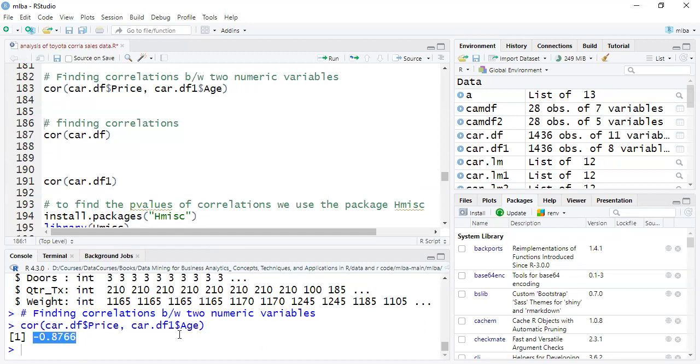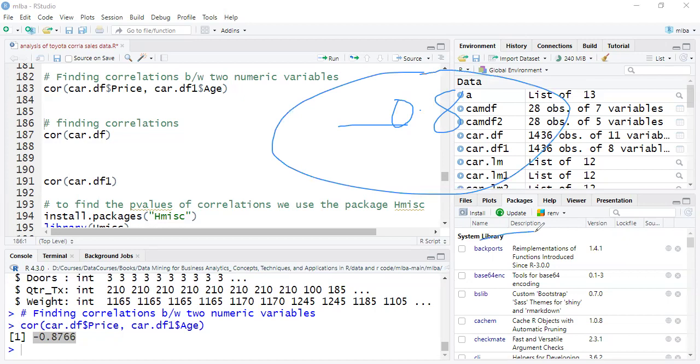Minus means what? If the age of the car is high, then the price is very low, and vice versa. It means the prices of old cars are small and the prices of relatively new cars are high. That is the meaning of negative correlation, but 0.87 is very high, because the maximum correlation is 1. So this indicates a very strong correlation. Maximum correlation on one side is -1 and on the other side is +1.